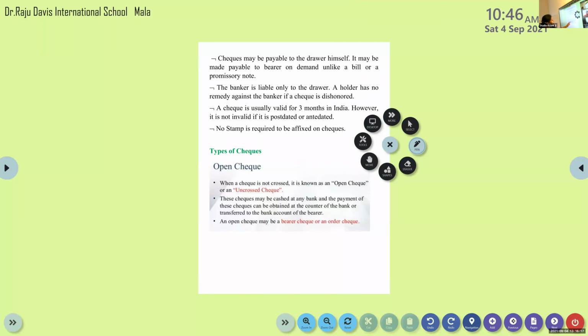These checks may be cashed at any bank and the payment of these checks can be obtained at the counter of the bank. Or you can also transfer it to the bank account. But usually open check means immediately when you take the check to the bank, you get the cash in your hand. The bank will give you the money straight away. Okay, that is open check. And the open check may be bearer check or order check. You will get the money from the bank directly. That is open check. So what is crossed check now?